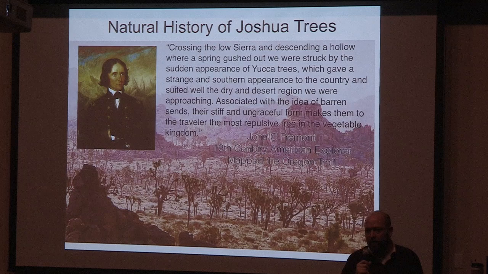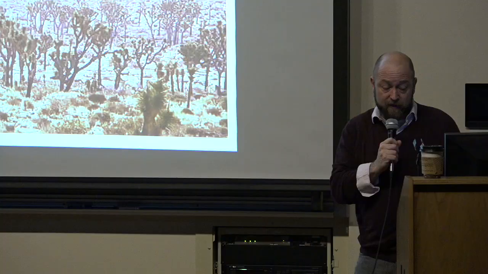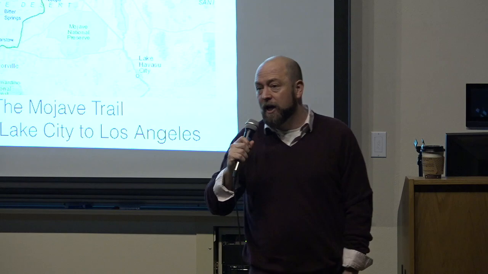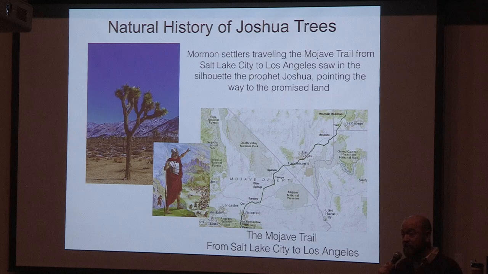On the other hand, some people have described them not as repulsive but providential. So for example, according to legend, Mormon settlers traveling on the Mormon Trail from Salt Lake City to Los Angeles to establish farms outside of Los Angeles supposedly saw in Joshua trees the silhouette of the prophet Joshua pointing the way towards the promised land.